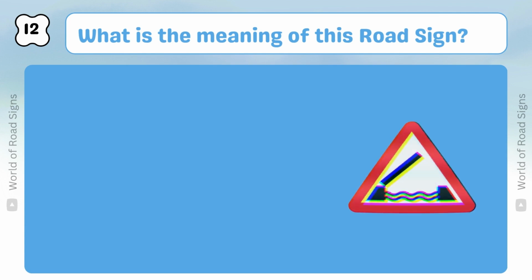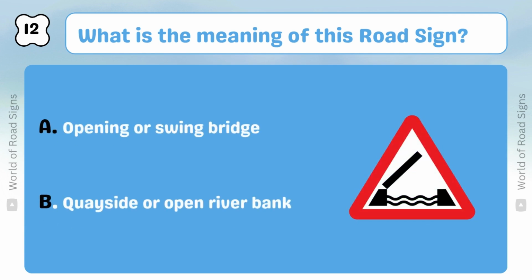Question 12. What hazard should drivers expect ahead? A. Opening or swing bridge. B. Quayside or open riverbank. Well done. Option A. Opening or swing bridge.